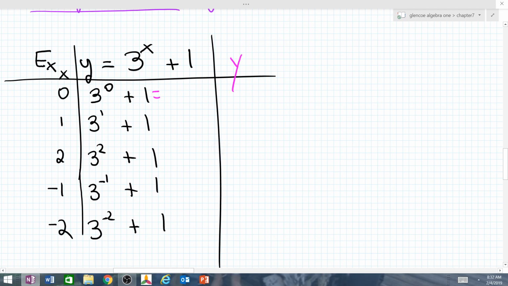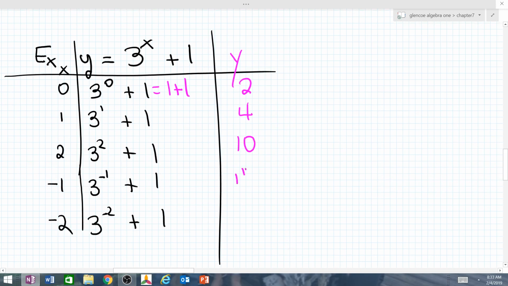3 to the 0 power is 1, so 1 plus 1 is what, guys? 3 to the first power is 3. 3 plus 1 is 4. 3 to the second power is 9, plus 1 is 10. 3 to the negative first power is 1/3, plus 1 is 1 and 1/3. 3 to the negative second power is 1/9. 1/9 plus 1 is 1 and 1/9.